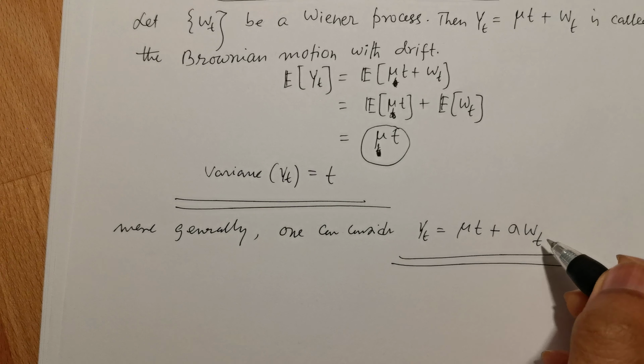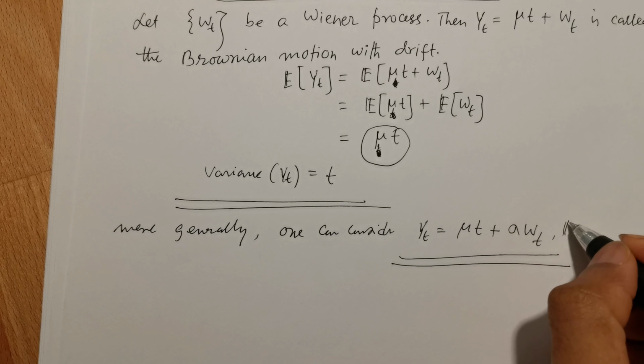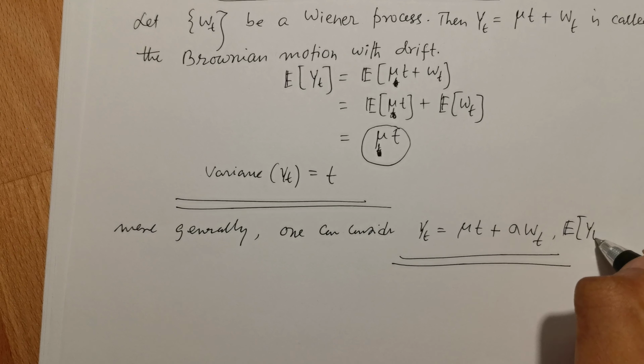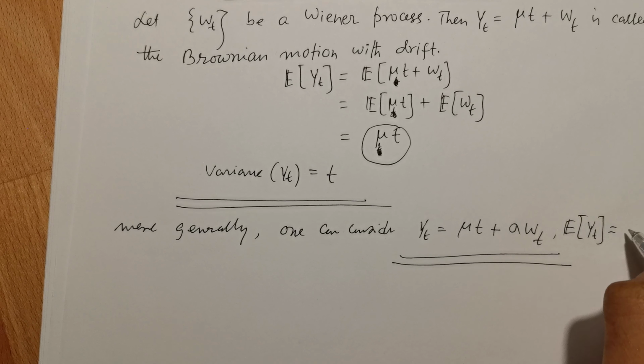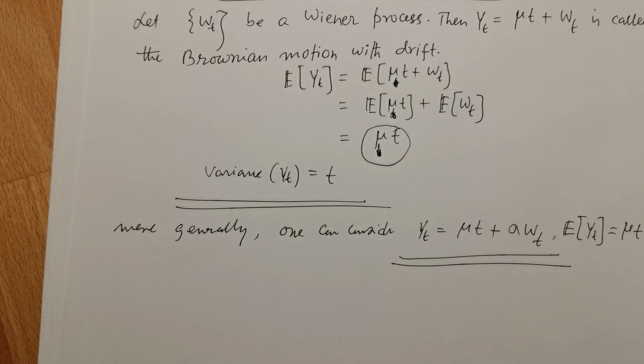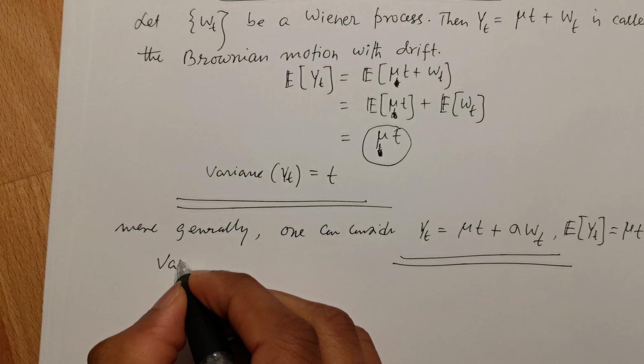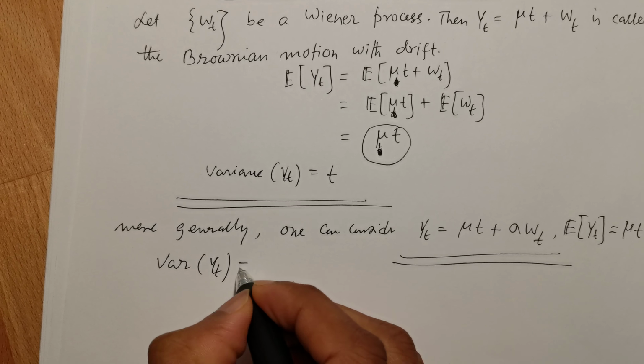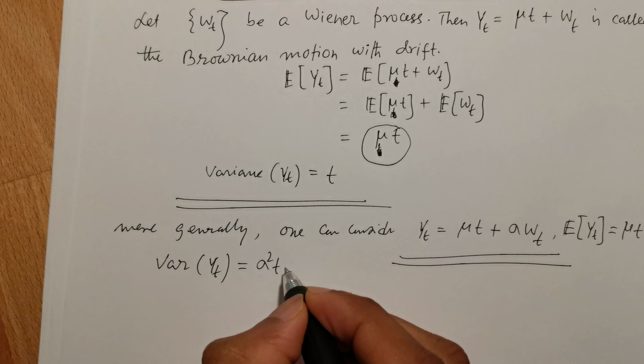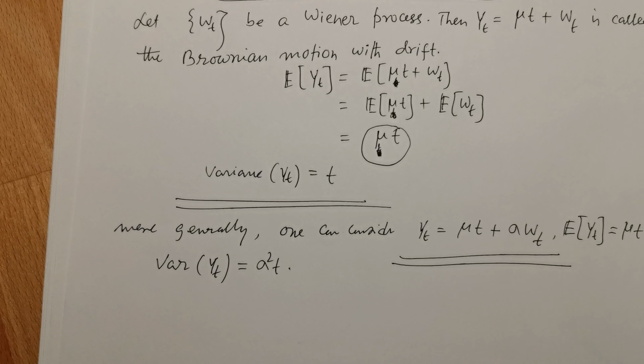Yt = mu t plus sigma Wt, where we can easily calculate that the expectation of Yt is mu times t, and the variance of Yt is sigma square t.